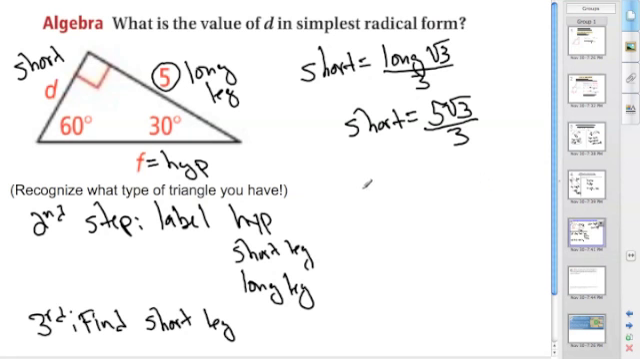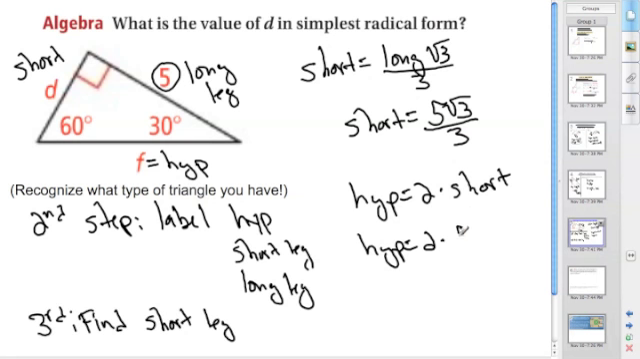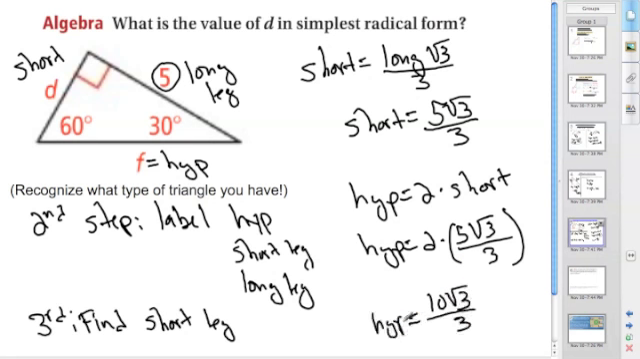Next, we can now find the hypotenuse, which is just 2 times the short. So our hypotenuse is equal to 2 times, we know the short now. The short is 5 square root 3 over 3. So when we multiply 2 times 5, we have 10 square root 3 over 3, and that's the hypotenuse. So there's one problem using 30, 60, 90 rules. Let's try another one.